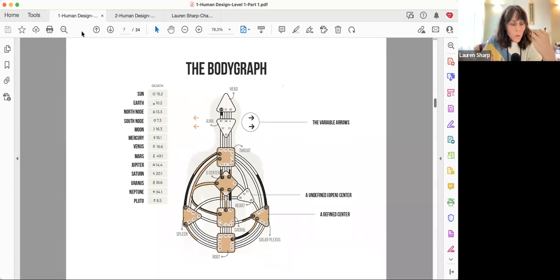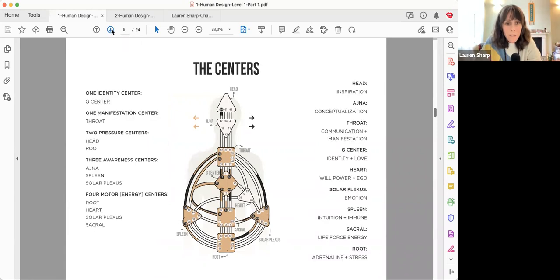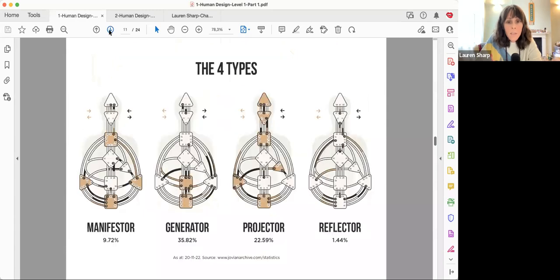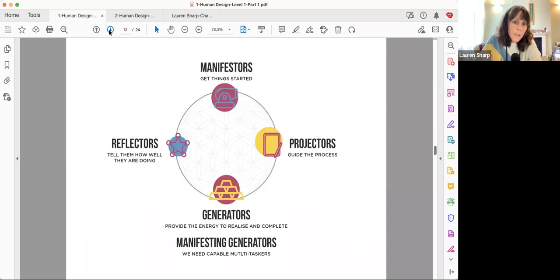So it's not to show you how complex Human Design is. What I'm actually trying to show you is how ridiculously simple it is once you understand some of these basics. There's so much information. We learned of the centers, and we learned we have different motor centers and awareness centers. We identified what each of these are and their associated properties. And then we went into the types and understood what it means to be a manifestor, generator, projector, and a reflector, and how these energy types work together.